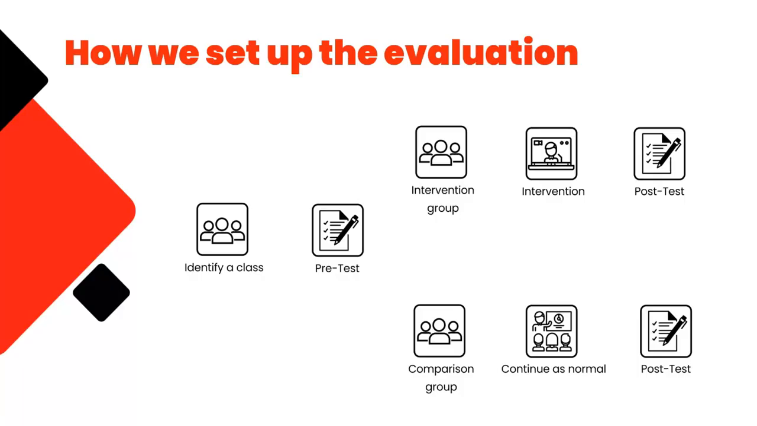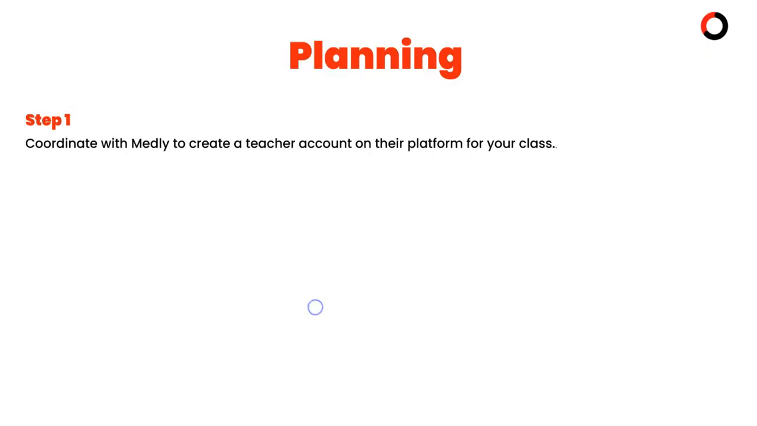The post-test is then completed at the end of the trial, and the data is then inputted into the What Worked Teachers platform. An impact report is then generated to show you how the intervention has worked in your school. If it shows promise, you can then open this up to the comparison group students. So let's look at this from a step-by-step planning approach.